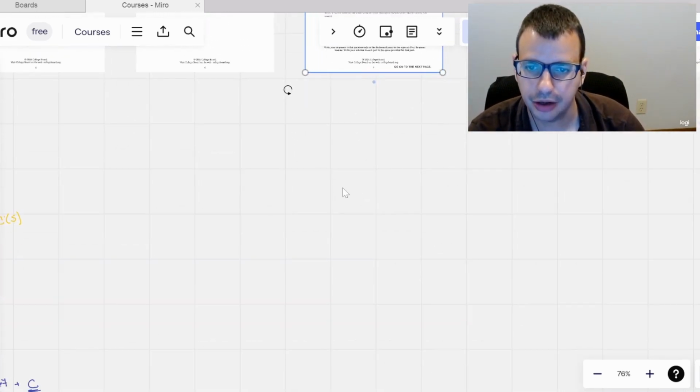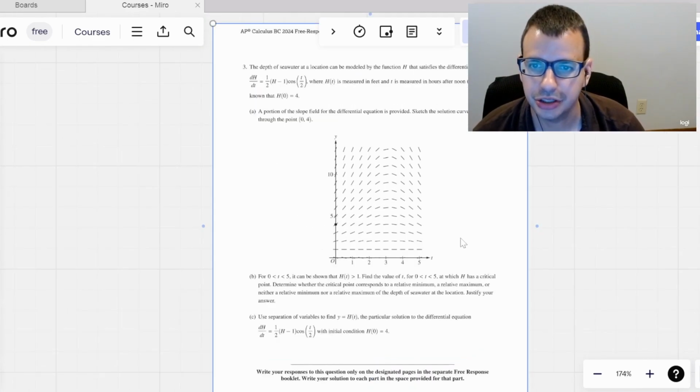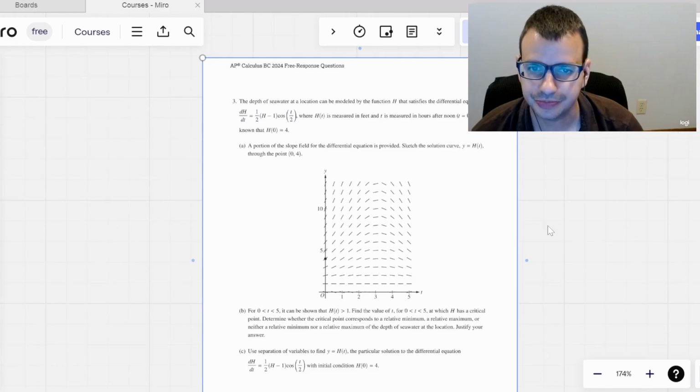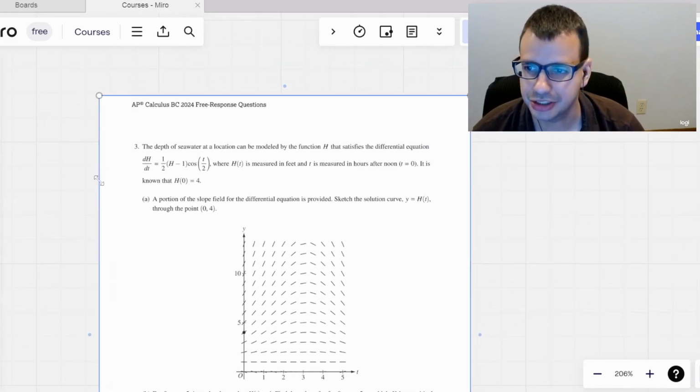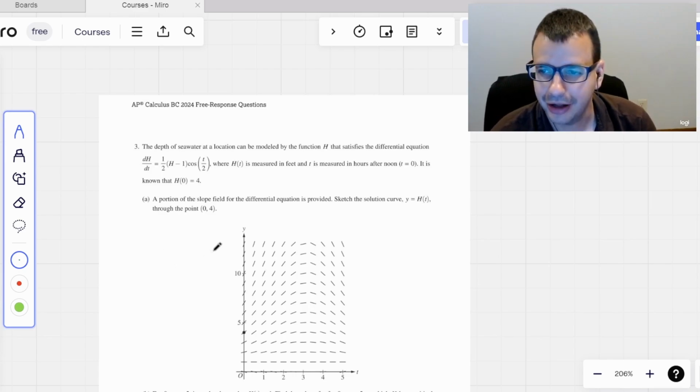All right, see what we got going on here. So we have question, is it number 3? Number 3, because we already did the calculator portion. This is the no calculator portion. I'll probably still use calculator though, just because I'm lazy. I know, it's a crutch. I don't care, I'll get over it.